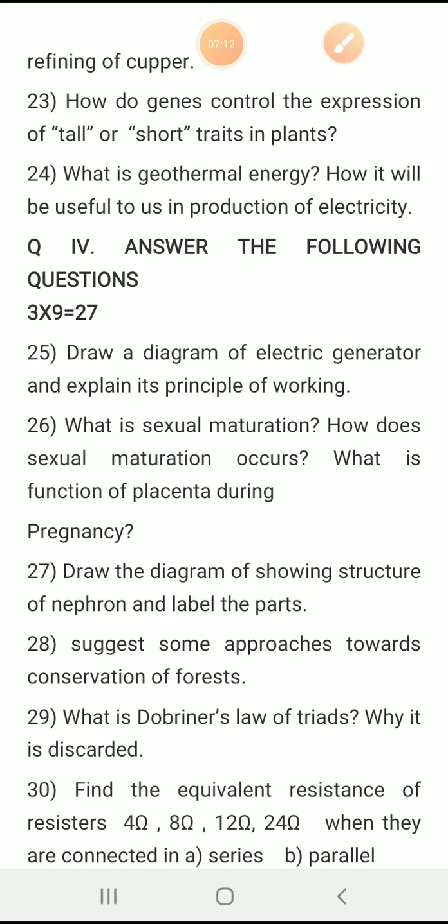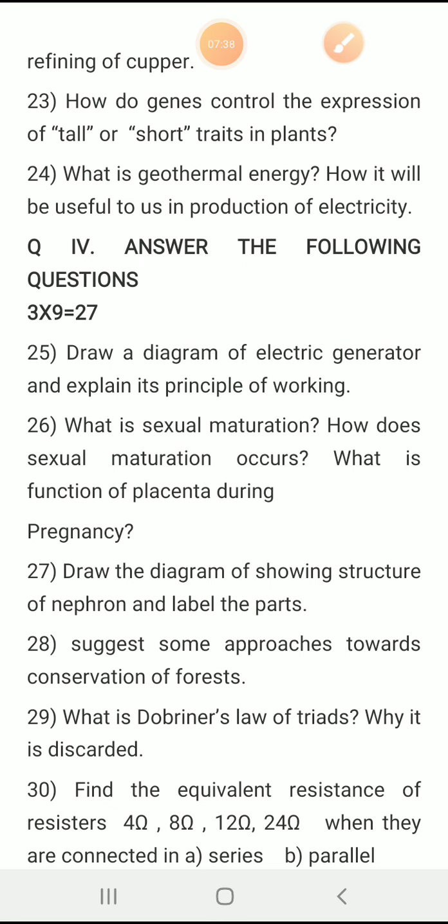So how will it be useful to us in the production of electricity? It is useful because through that high temperature we produce steam, which when passed through the turbines can produce electricity, right? So these are two more questions we have discussed.